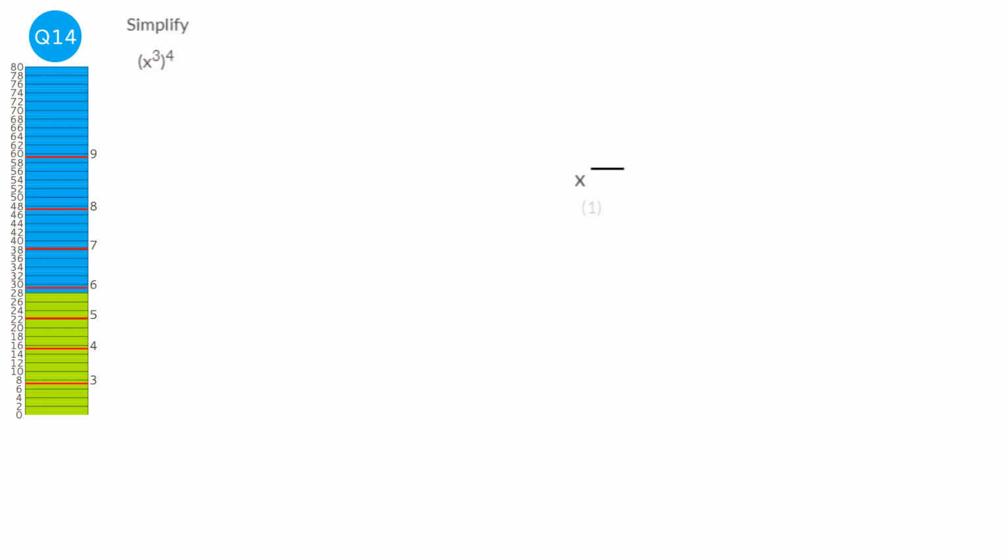When something gets to the power of 4, you times it by itself 4 times. So we're going to do that to the x cubed here. So we've got x cubed times x cubed times x cubed times x cubed. Now when 2 powers of the same base are multiplied together, you add the powers together. So here we can add the 3, the 3, the 3 and the 3, and that will give us x to the power of 12.